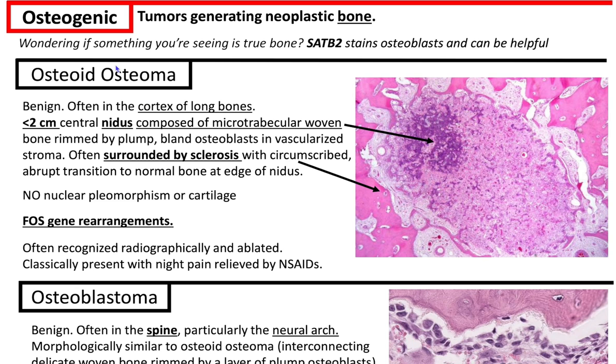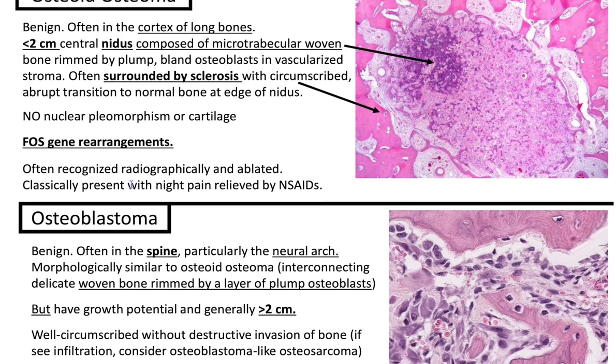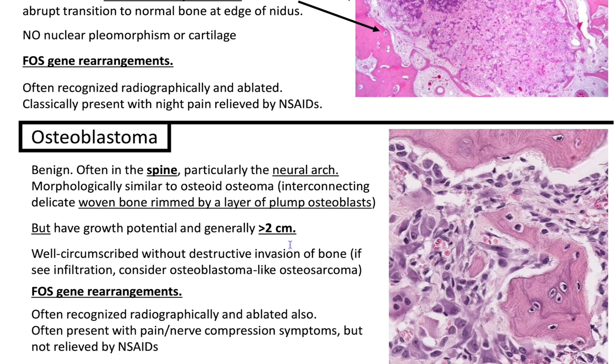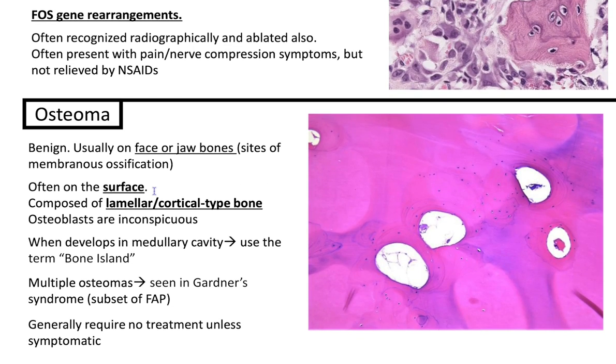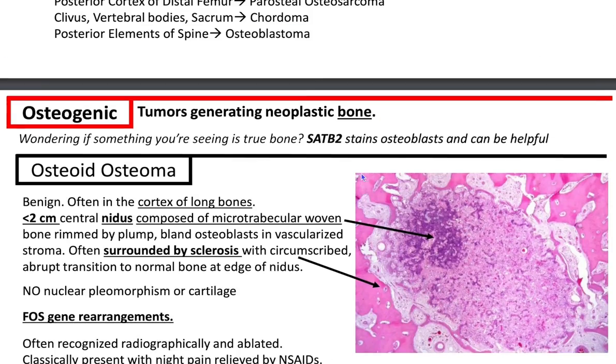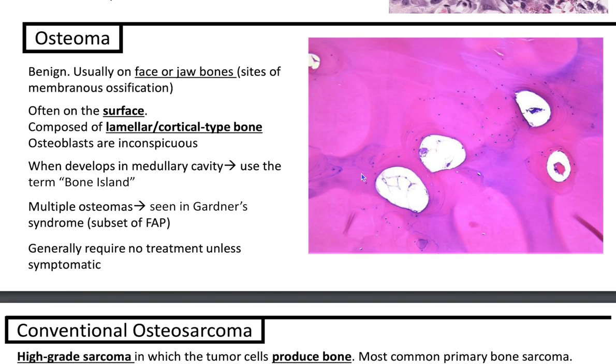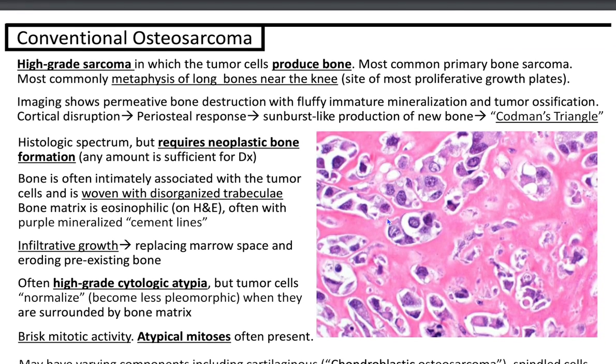Osteogenic tumors: osteoid osteoma, less than or equal to 2 centimeters. Osteoblastoma, greater than or equal to 2 centimeters. Both have FOS gene rearrangement. Osteoblastomas will be in the posterior spine. Osteomas, these are found on the face or jaw. They're more mature looking than your osteoblastoma or osteoid osteoma, but all of them are benign. If you see multiple osteomas, think about Gardner syndrome.